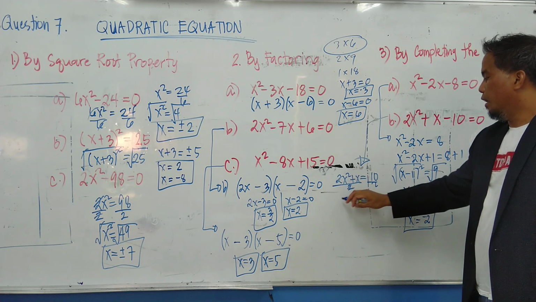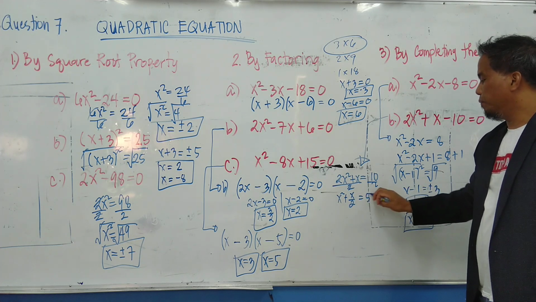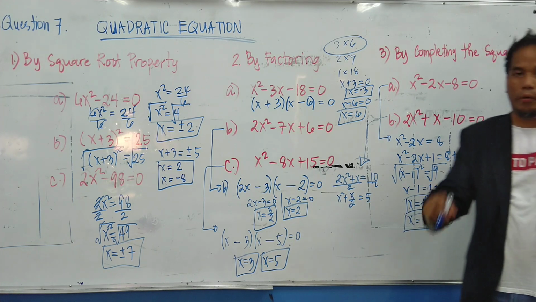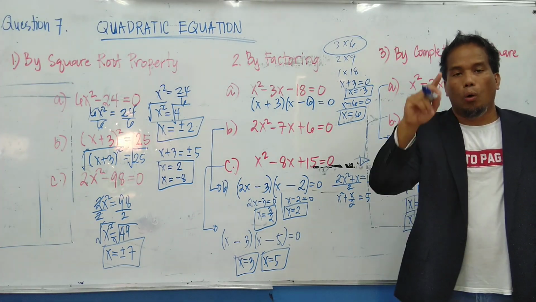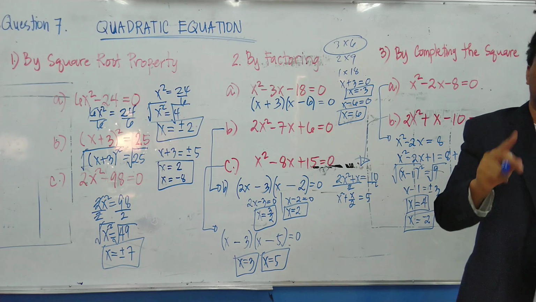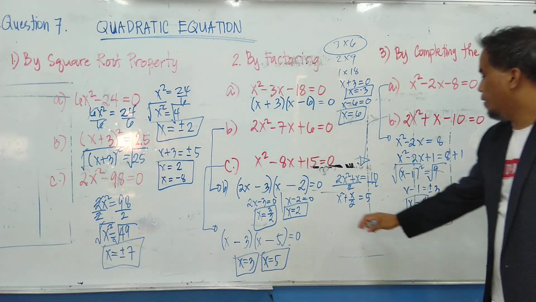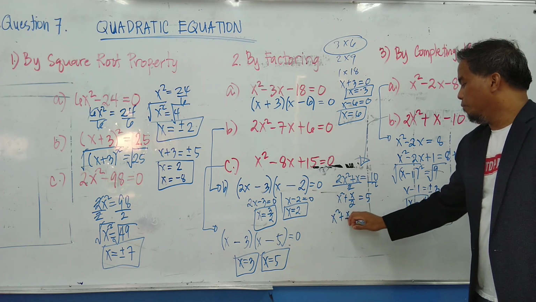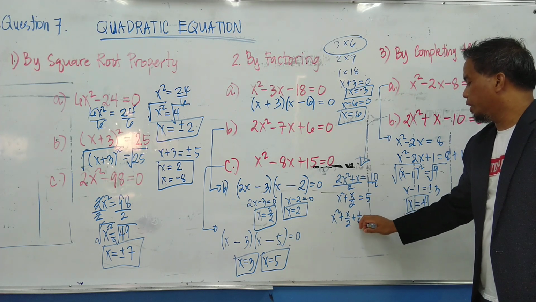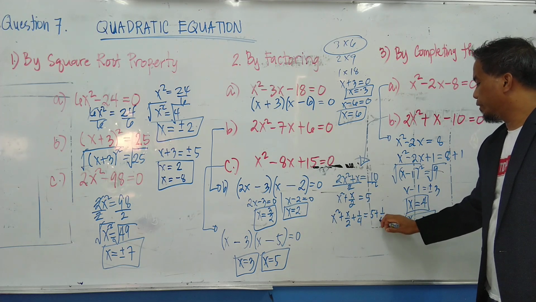Cancel this. Okay, x squared plus x over 2 equals 5. Now, what is the numerical coefficient of x? So the numerical coefficient of x is 1/2. 1/2 divided by 2 is how many? So it's equals to 1/4. So we have now x squared plus x over 2 plus 1/4 is equals to 5 plus 1/4.